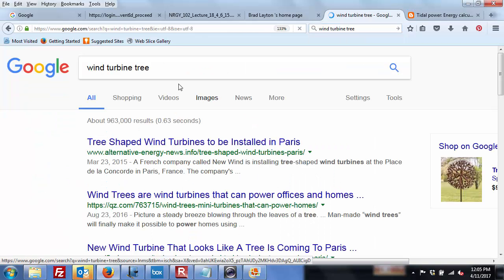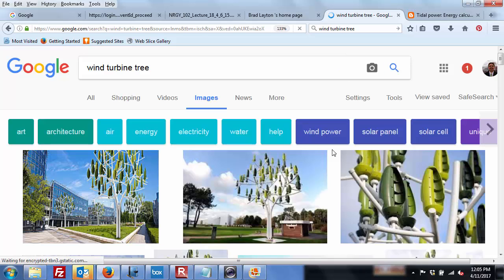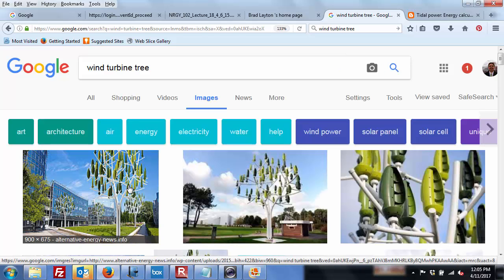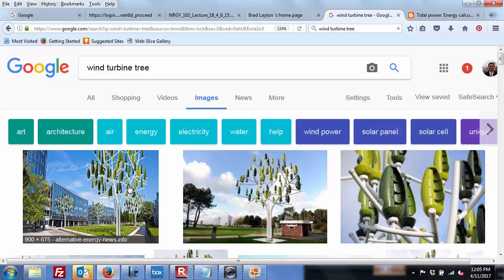And here's how we can sort of get ourselves into trouble sometimes. I love the looks of this thing. It looks like a tree. So it's expensive, right? And it doesn't make a whole heck of a lot of energy.